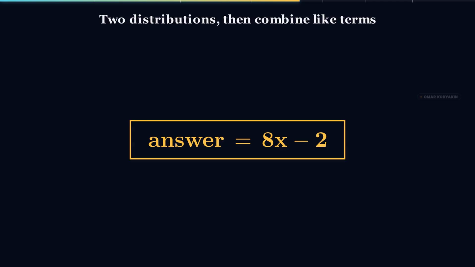The big lesson from this example is that the distribute, then combine workflow scales naturally when there are multiple parenthesized chunks. Distribute every parenthesized chunk first, then sweep through the resulting sum once to gather and combine all the like terms. The same approach works for 3 or more chunks, 4 chunks, or any number with no change to the procedure. The distribute all, then combine pattern is more efficient than the alternative, where you distribute one chunk, combine, distribute the next, combine again, and so on.